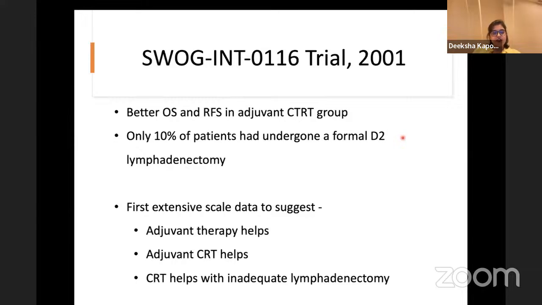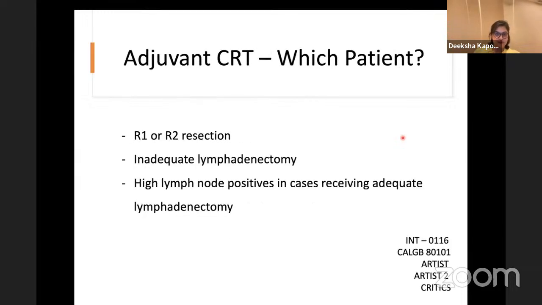But there are certain caveats to this. Although it did go ahead and say that there is better overall survival and recurrence-free survival with adjuvant chemoradiotherapy, they set out to actually perform a D2 lymphadenectomy for all patients. But when they went back and checked their operative notes and operative specimens, they found that only 10% of patients had undergone a formal D2. So this first extensive data went to suggest adjuvant therapy helps, adjuvant chemoradiotherapy helps, but chemoradiotherapy has a significant role to play, especially when the lymphadenectomy is inadequate.